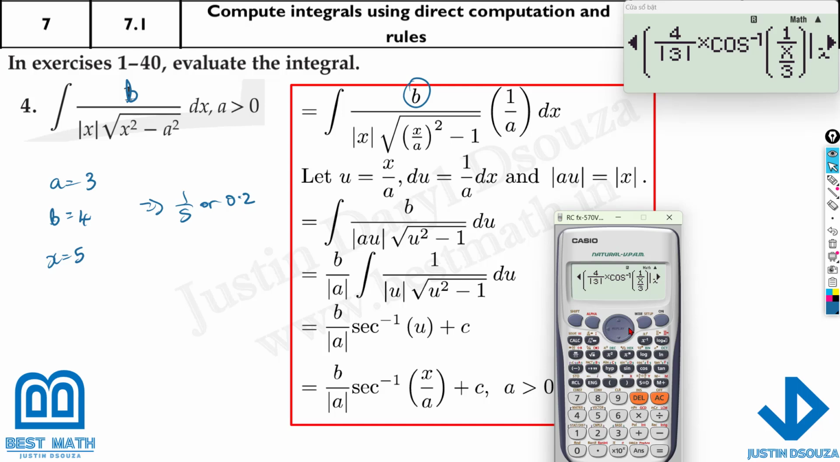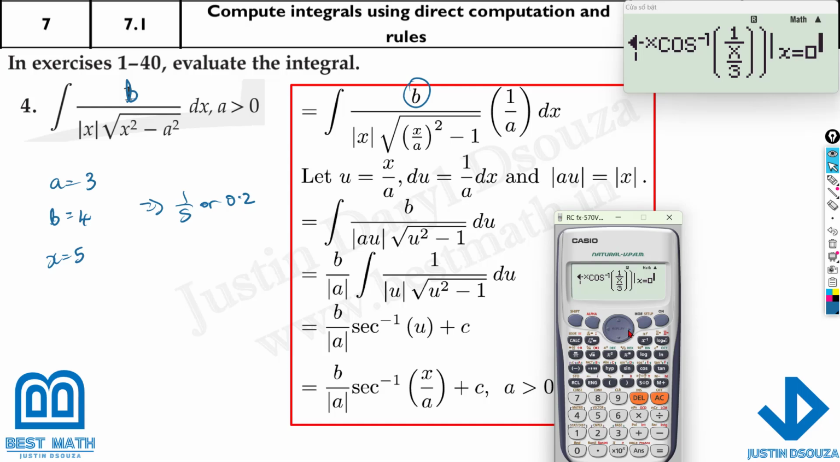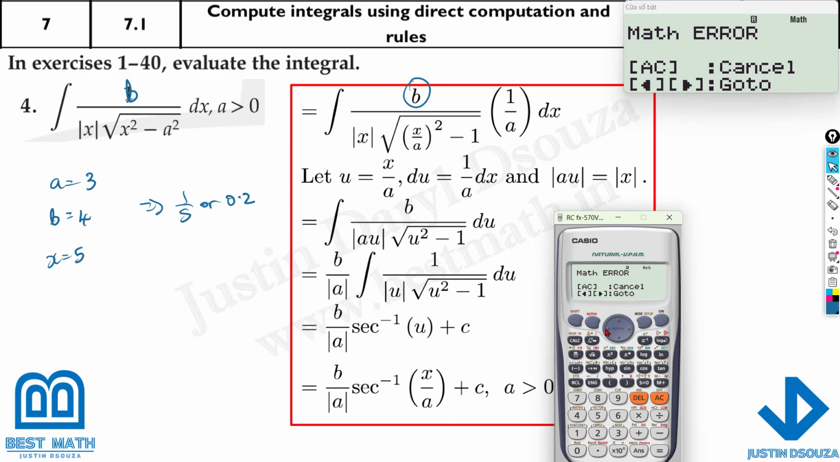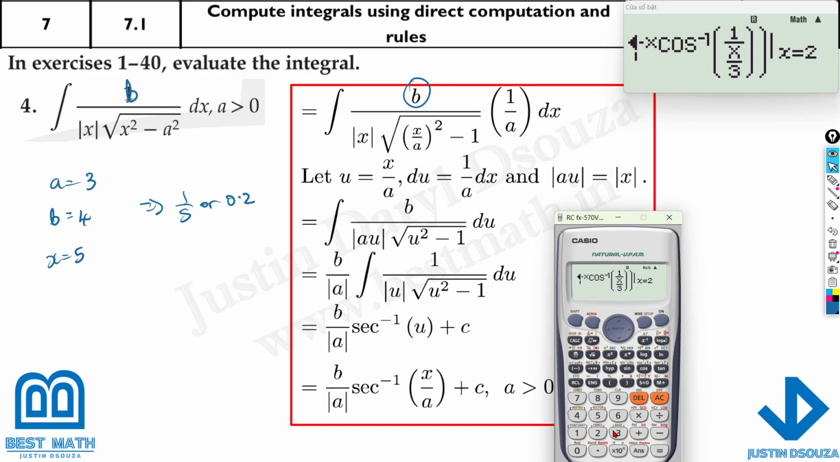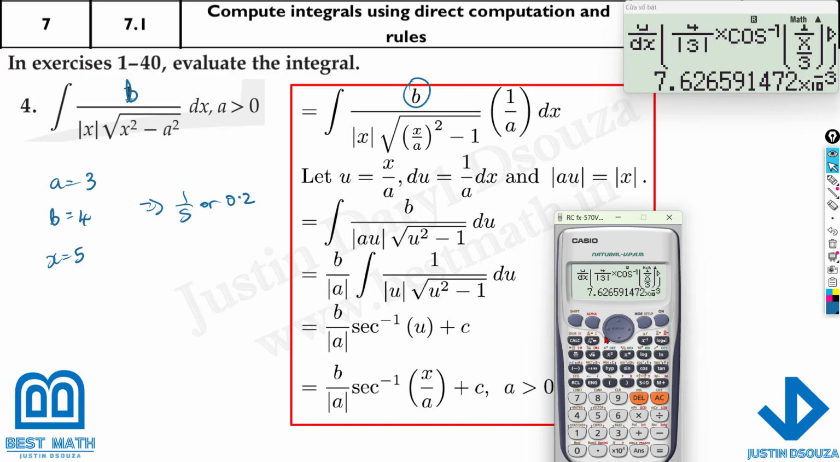And here then, what do we do is close this bracket. And another bracket is closed. What is the x value? See, I will show you. If I put 2, I'll get a math error. If I put anything less than 3, I believe I'll get a math error. 3, oh, that's 23.